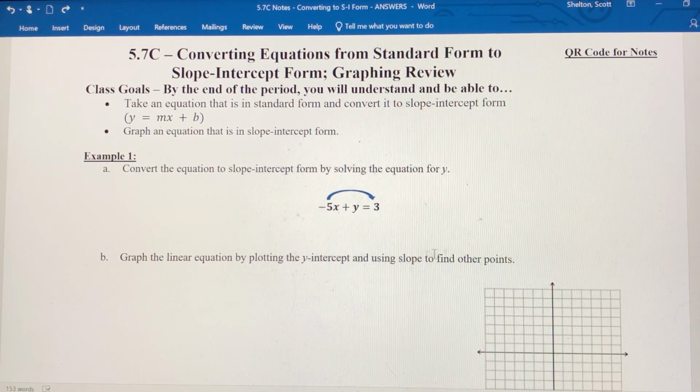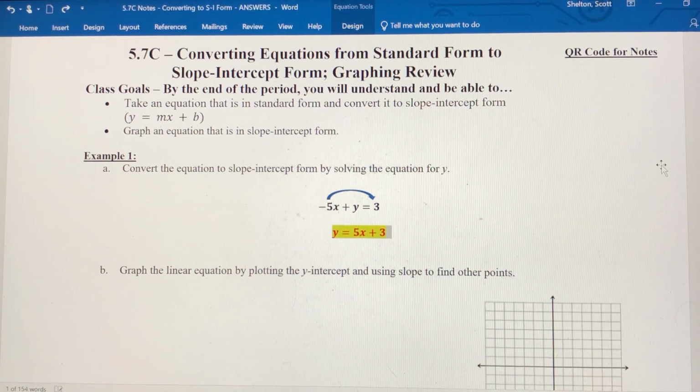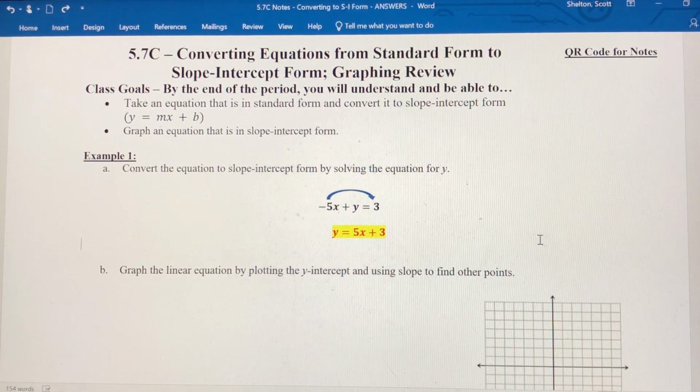And when I do that, this negative 5x on the left side becomes positive 5x on the right side. Now, I'm going to put the x first because in slope-intercept form, the x term comes first. So when I write that out, it's y equals 5x plus 3. Negative 5x on the left side became positive 5x on the right side. Now I'm in slope-intercept form. I have y by itself. Then I'm good to go.